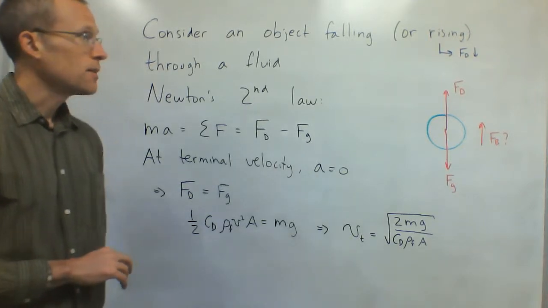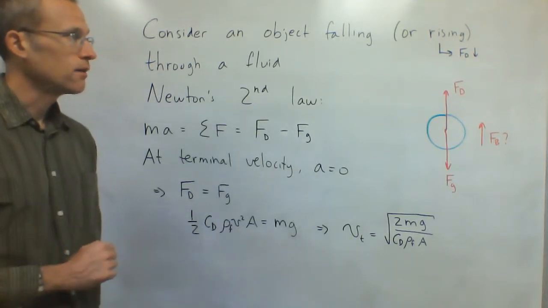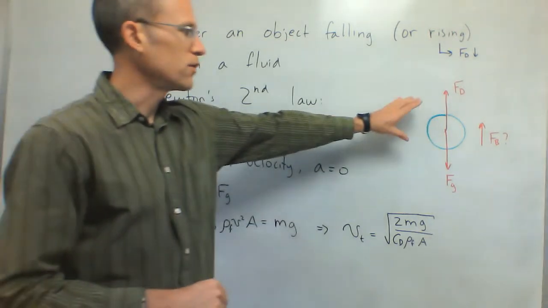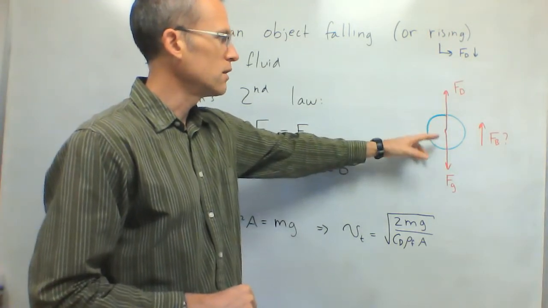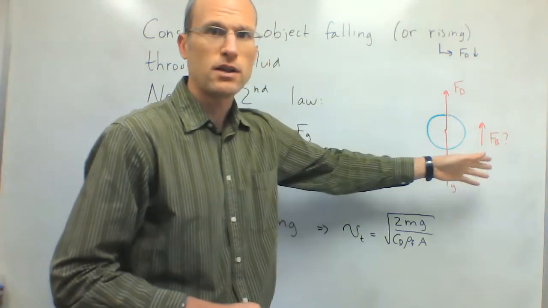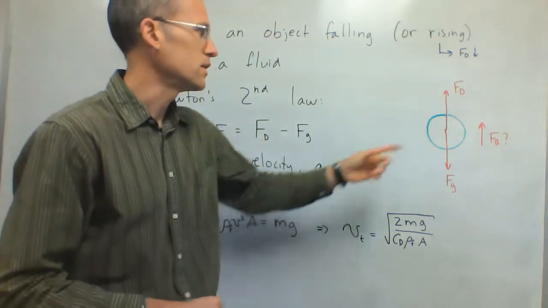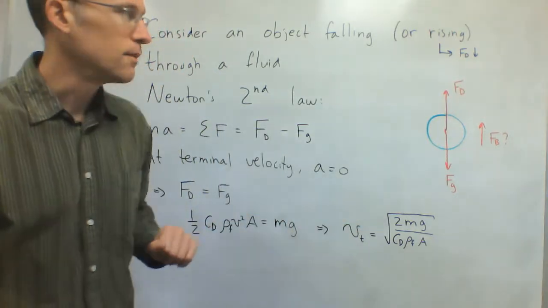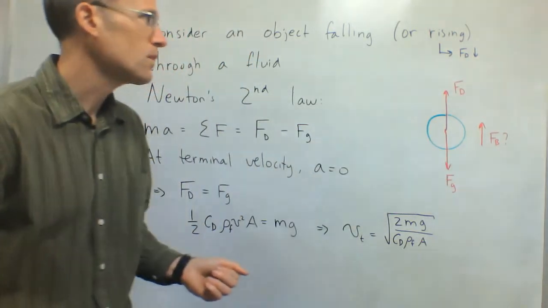We're going to consider some object falling through a fluid. So if I have an object falling through a fluid, gravitational force is pulling it down, drag force is pushing it up. I could possibly have a buoyant force depending on the relative densities of the solid object and the fluid. So that may be there, may not be there.